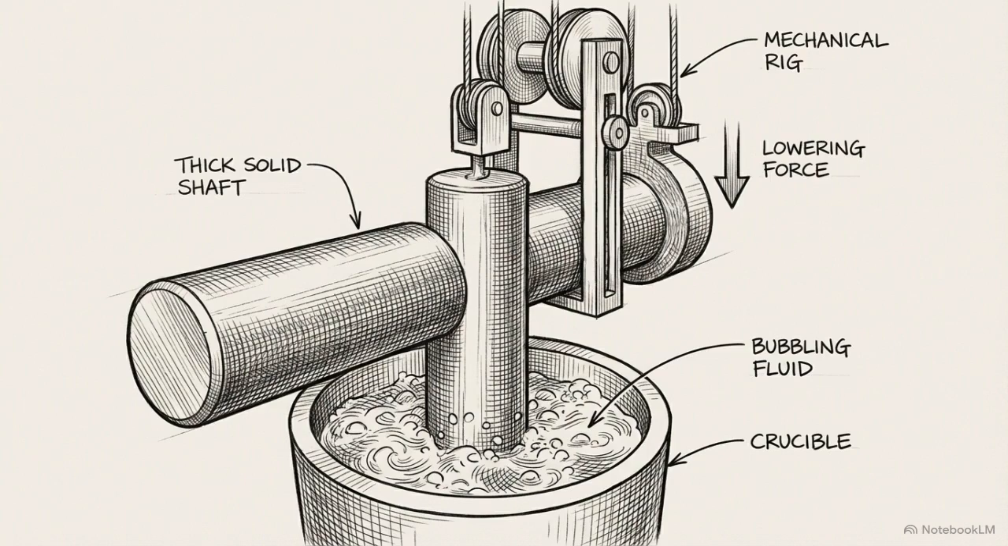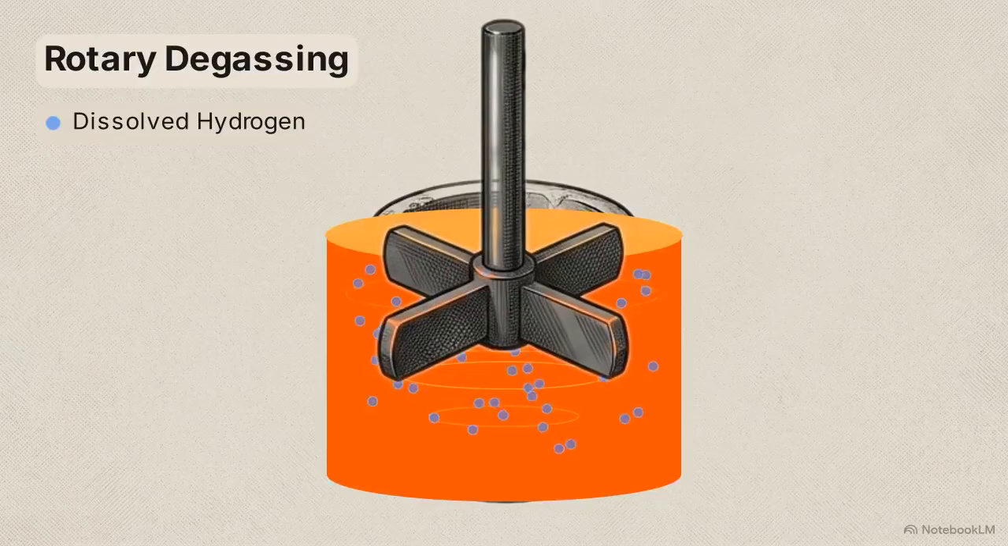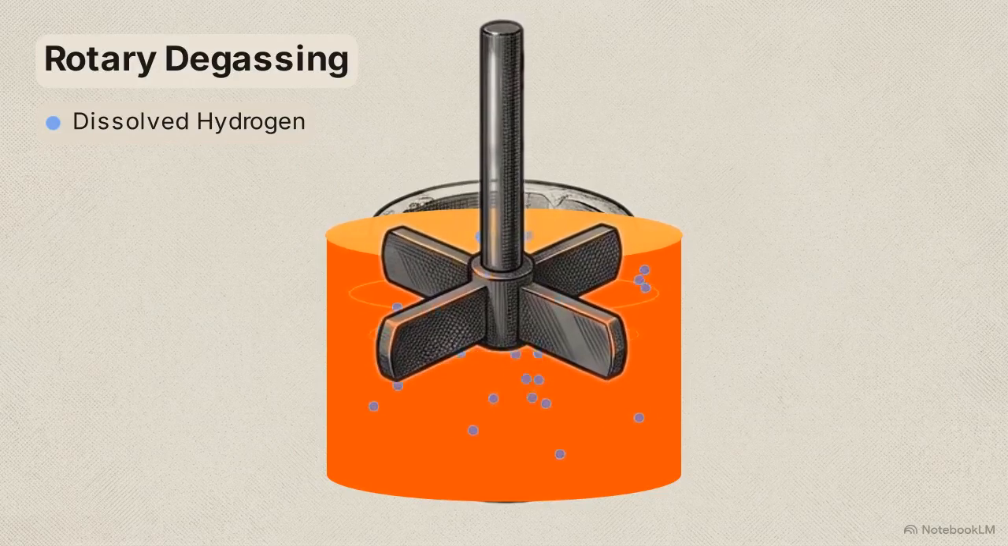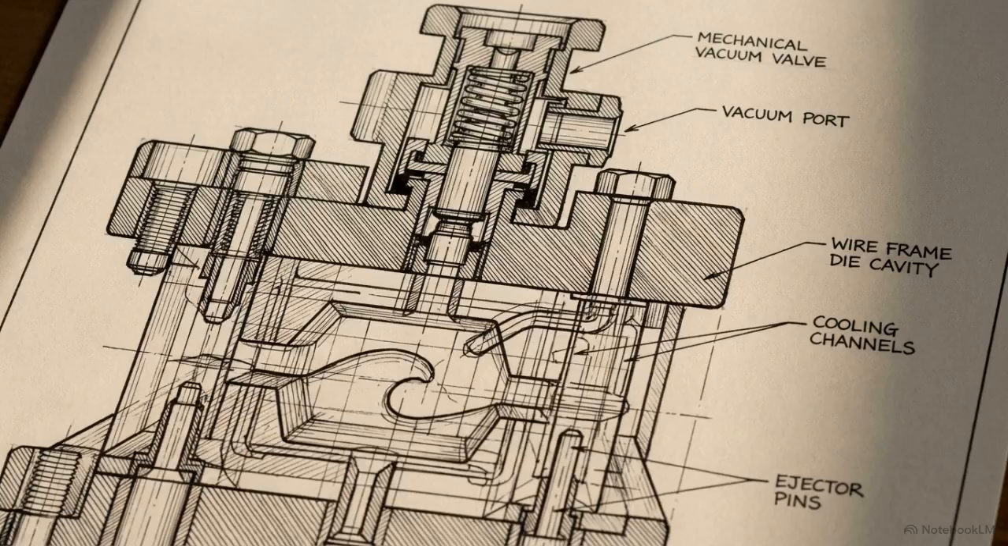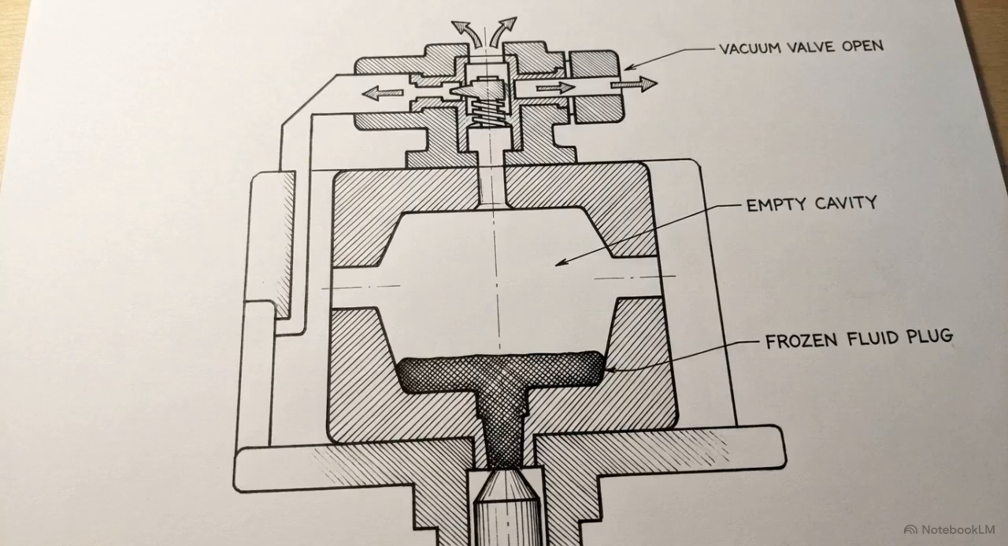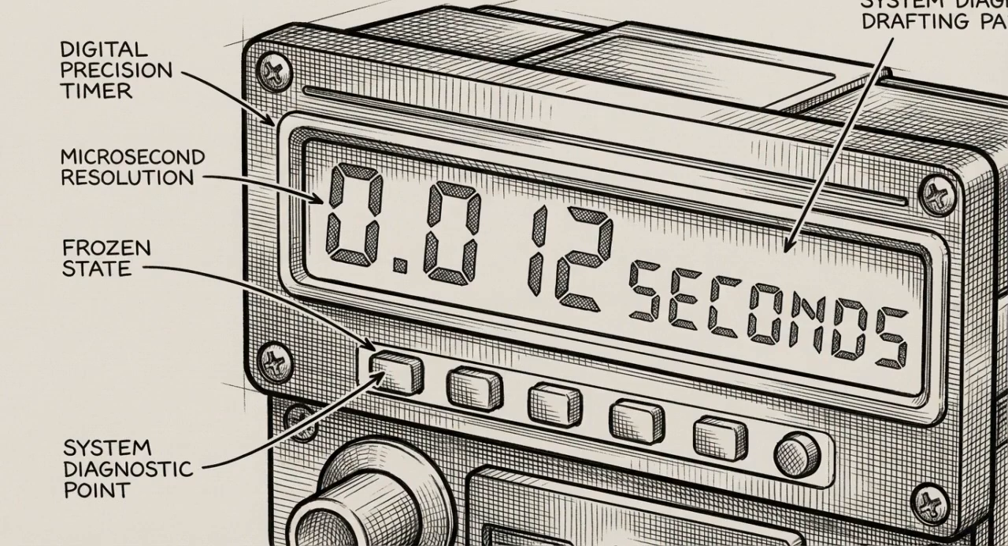To combat gas porosity before the metal reaches the die, operators use rotary degassing. This mechanical process spins a rotor inside the liquid aluminum to extract dissolved hydrogen gas, preventing it from forming bubbles during solidification. The ultimate intervention is vacuum die casting. By utilizing a vacuum valve to actively evacuate the atmosphere from the steel die moments before injection, foundries physically remove the air that causes trapped gas porosity. Theoretical metallurgical design must be strictly enforced by physical interventions during the millisecond window of injection.